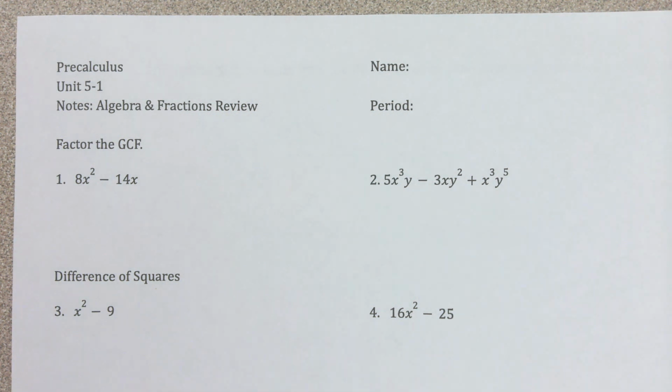So today we are reviewing factoring. That's our first section. I have them split up into their different types of factoring problems. We'll do a couple of each type. Number 1, factor the GCF. 8x squared minus 14x.